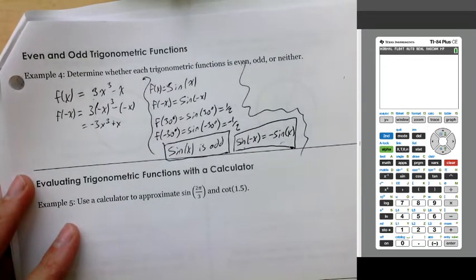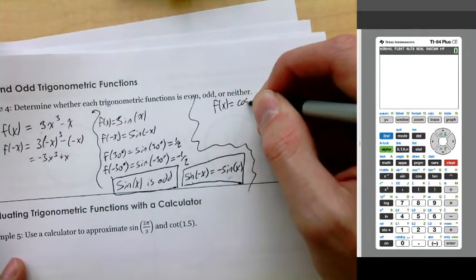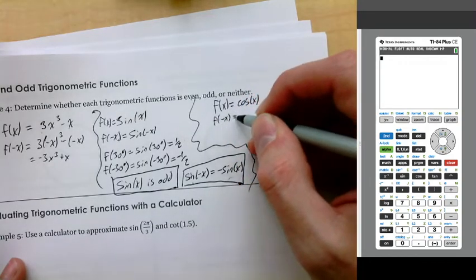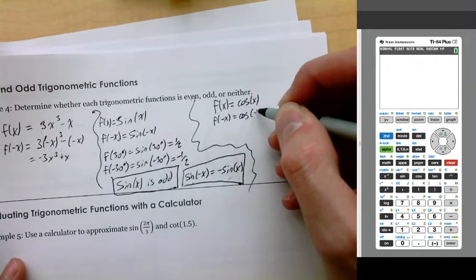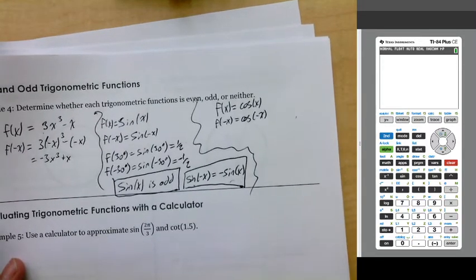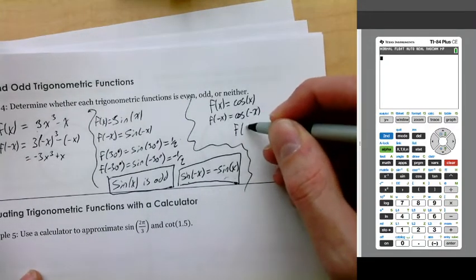Let's do the same thing for cosine. Let's say our f of x now is cosine of x. What would f of negative x be? Well, just like with sine, we're not really sure how to look at that. No shortcuts, no squaring going on. So let's go back to the unit circle. Now I'm not going to turn back again. You can turn back and follow along.